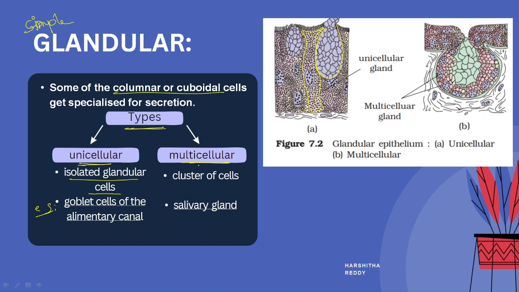Next, when we come to multicellular glandular, it is a cluster of cells. As you can see in this picture, it is a cluster. These are all the individual cells. All these cells have produced the product here, and this product will be released into the bloodstream and shows its action. Generally, salivary glands are multicellular glandular epithelium.